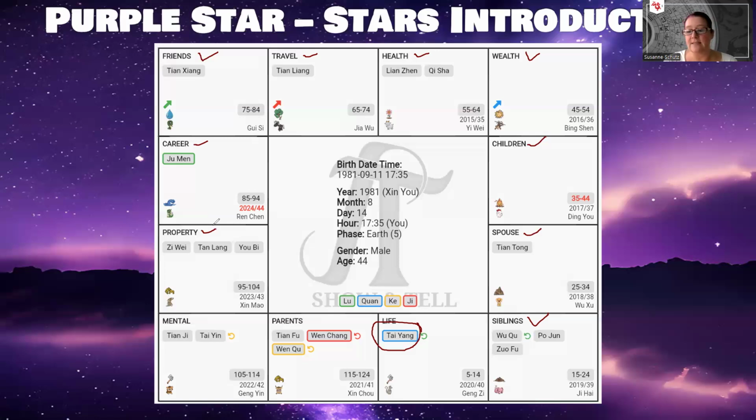Now, if you have the Taiyang star in the mental palace, you tend to be quite energetic, always busy, a little bit restless. Like the sun, it comes and goes every day for centuries. It just doesn't stop. So very energetic, and you always have something to do. You have several hobbies, and you're always engaged. So someone who doesn't like to do nothing, generally speaking.